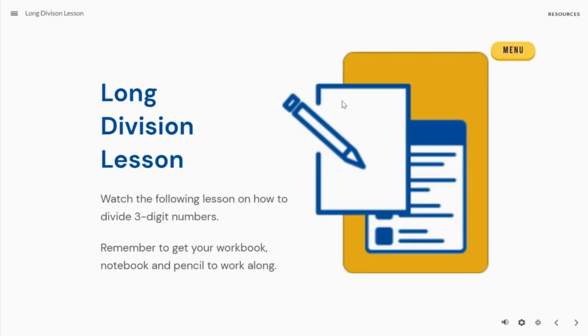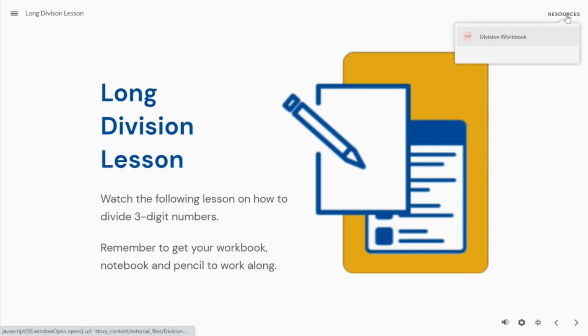In this lesson, we'll learn about long division and how to divide 3-digit numbers. Remember to get your workbook, notebook, and pencil to work along. Your workbook can be downloaded by clicking the resource button in the top right-hand corner of the frame.